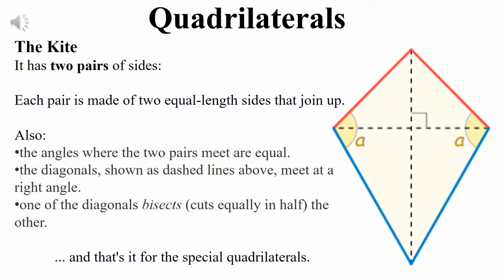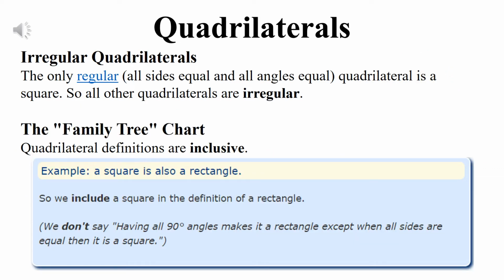And that's it for the special quadrilaterals. Irregular quadrilaterals. The only regular quadrilateral, with all sides equal and all angles equal, is a square. So all other quadrilaterals are irregular. The family tree chart. Quadrilateral definitions are inclusive.